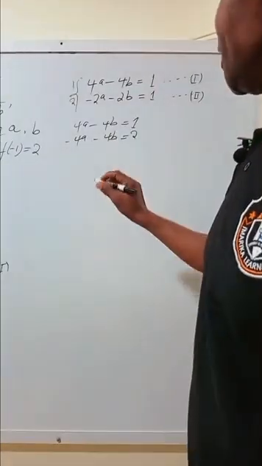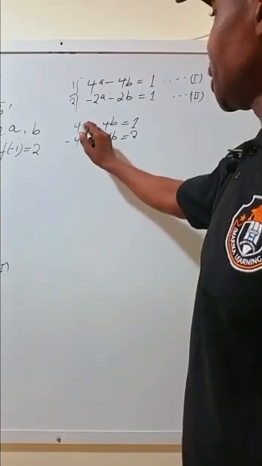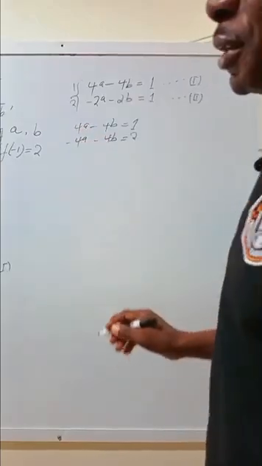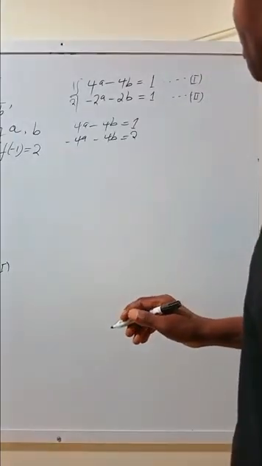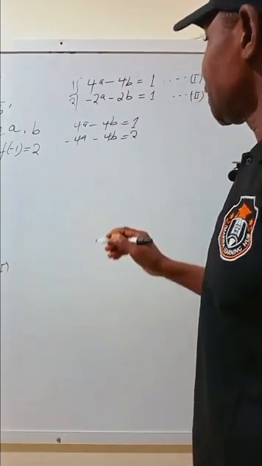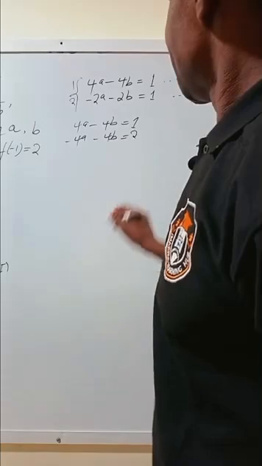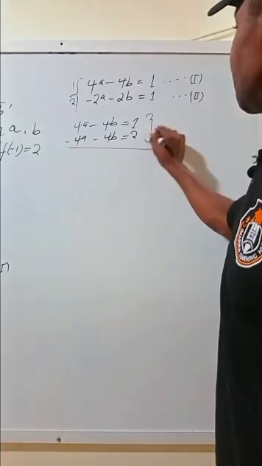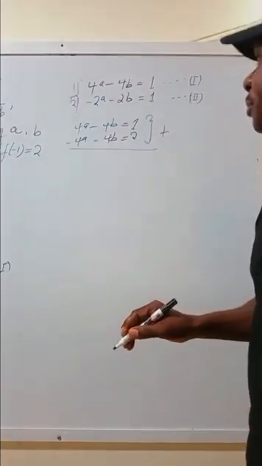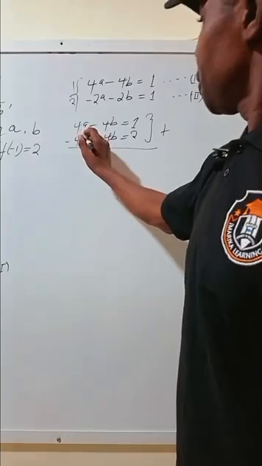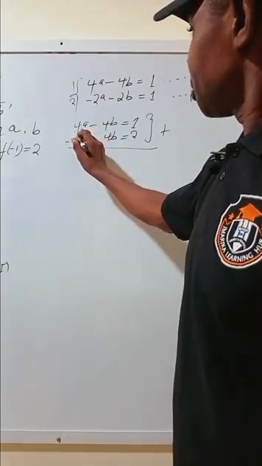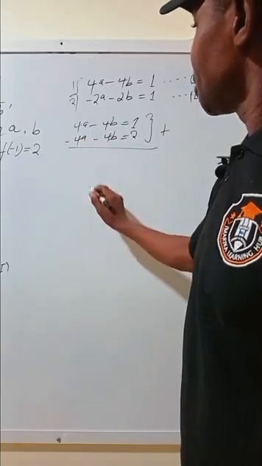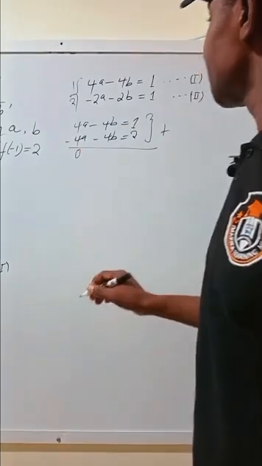Now we look at the signs. The signs of the coefficients of a are different. This one is positive, this is negative. So if the two signs are different, then we add the two equations. So here we go. Let's add these two equations. Put a plus sign there. So here we have positive 4a. We add to it negative 4a. This definitely gives us 0.